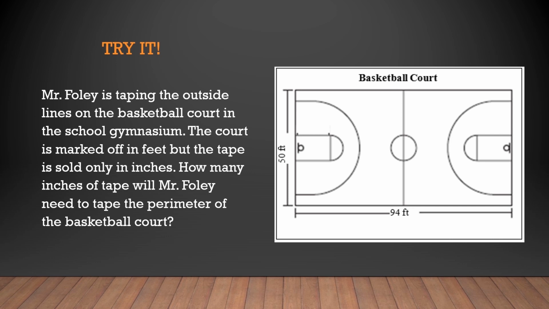The court is marked off in feet, but the tape is only sold in inches. How many inches of tape will Mr. Foley need to tape the perimeter of the basketball court? Okay, so I don't know if you can see it clearly, but we have one side is 50 feet, that's 50, and we have another side here at 94 feet, 94. Okay, take your time, use what you know, use what you've learned, go ahead and solve that.